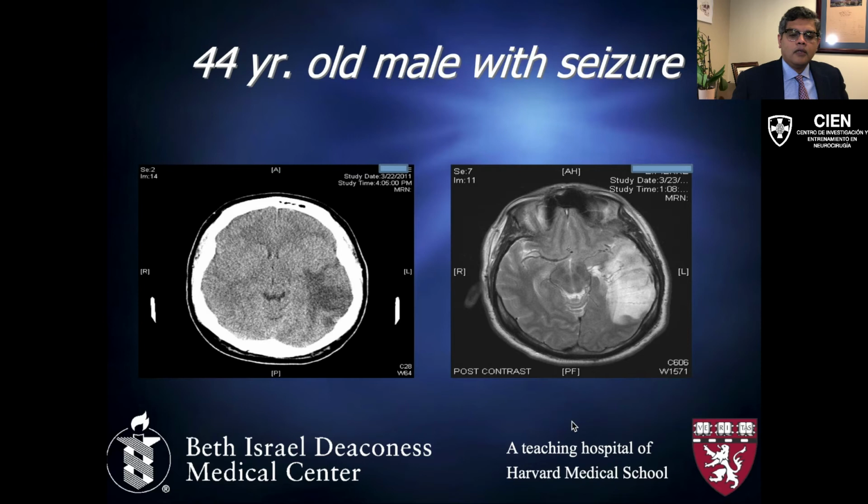So this is an example of a patient with an isolated sinus. This is a 44-year-old male who came in with a seizure. And you can see that the left temporal lobe is edematous. The other interesting feature you see on the MRI is all these transarterial blood vessels, these tortuous corkscrew-like vessels that seem to go through the temporal lobe.